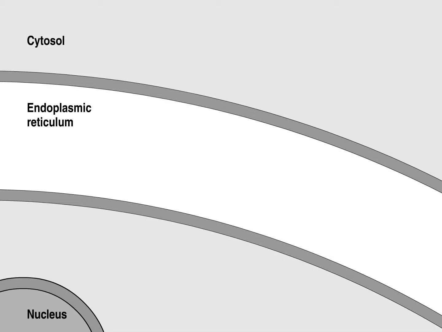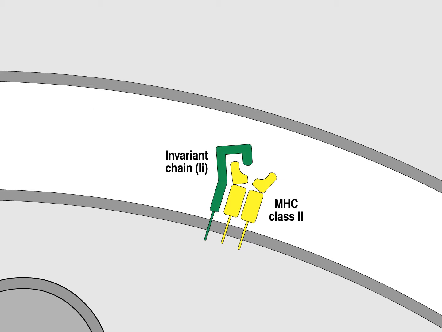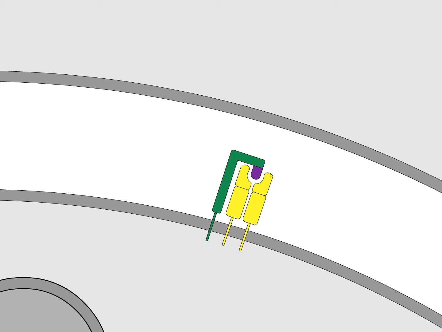The two chains of the MHC class II molecule assemble in the endoplasmic reticulum, the ER, with a third chain, the invariant chain, shown here in green. A portion of the invariant chain binds to the peptide binding groove of the MHC class II molecule and prevents peptides or unfolded proteins present in the ER from binding.